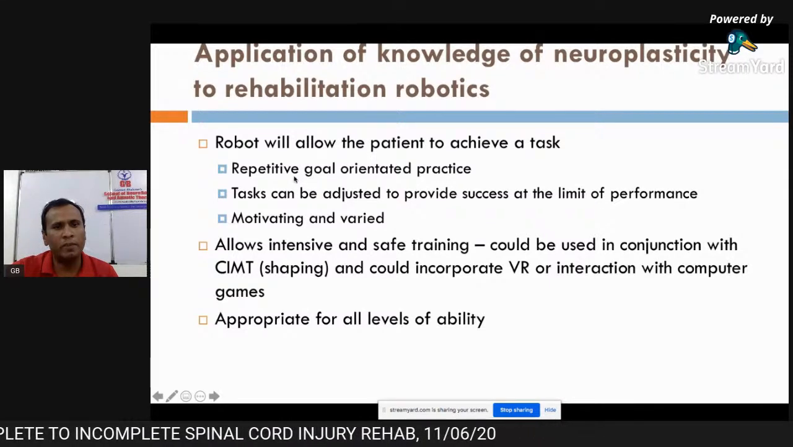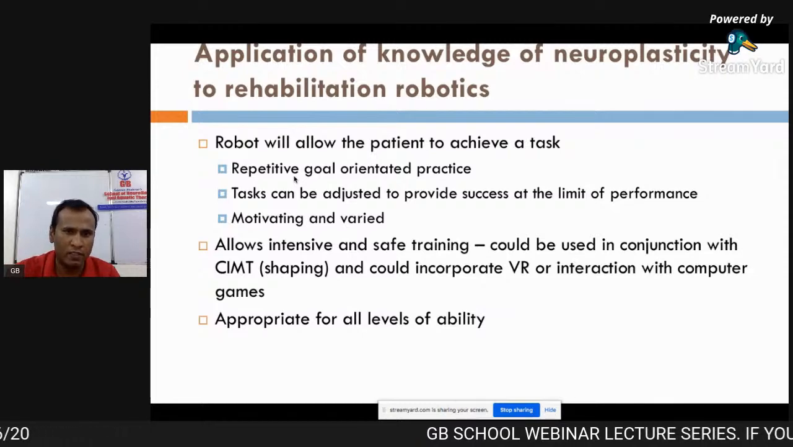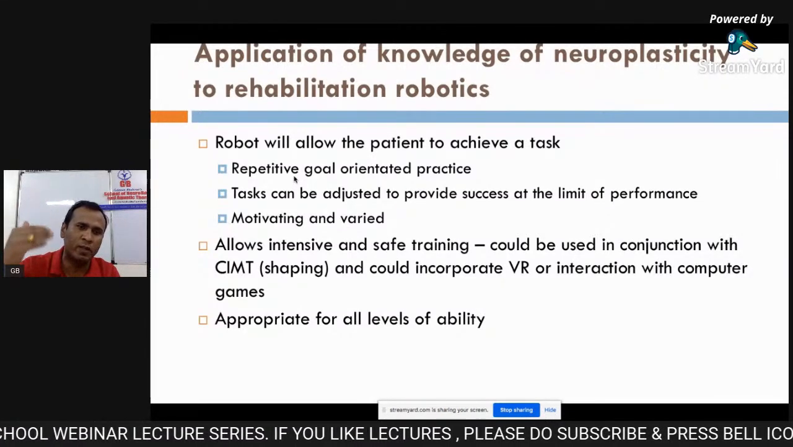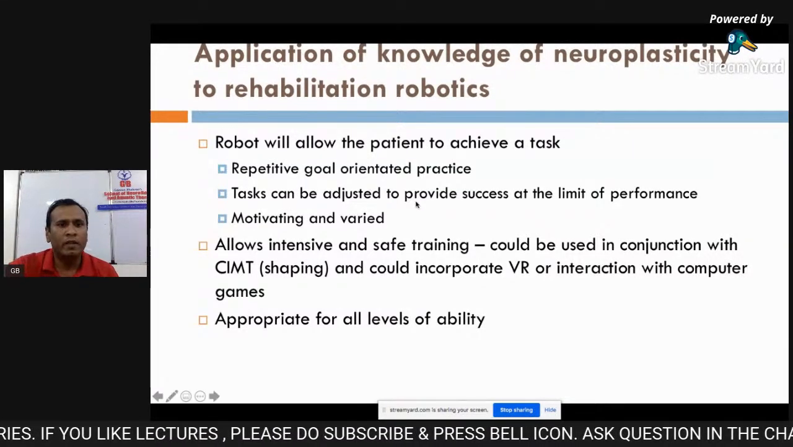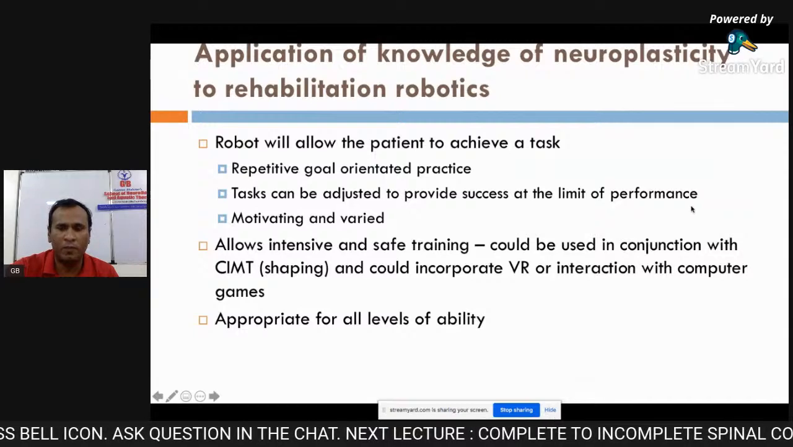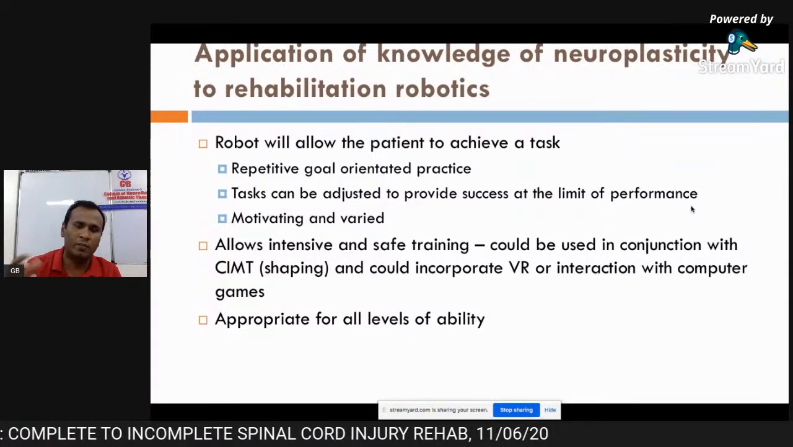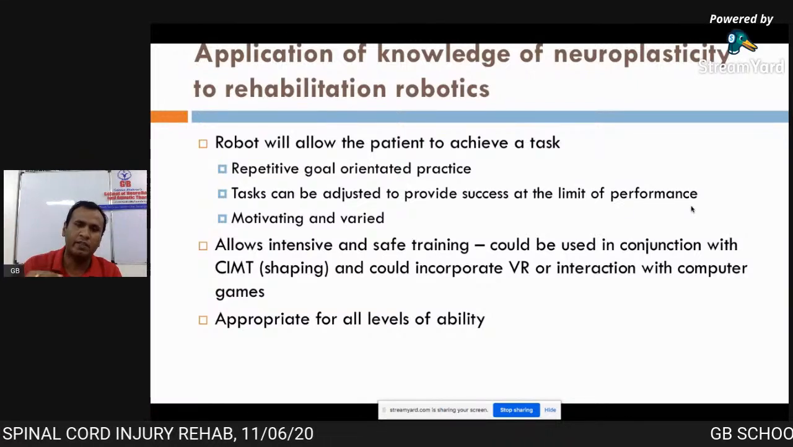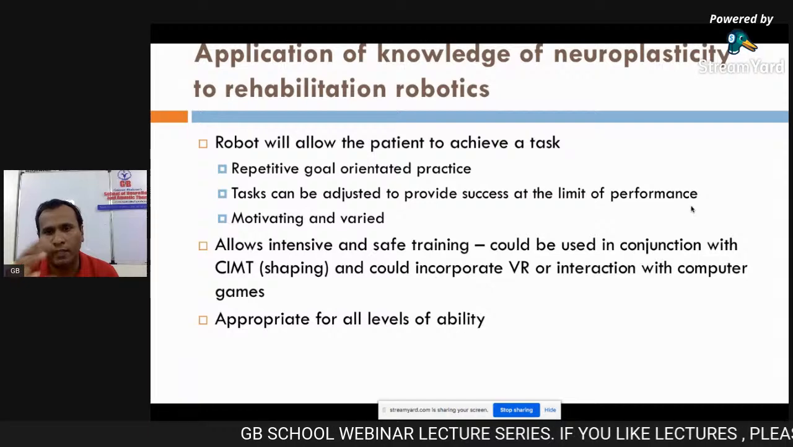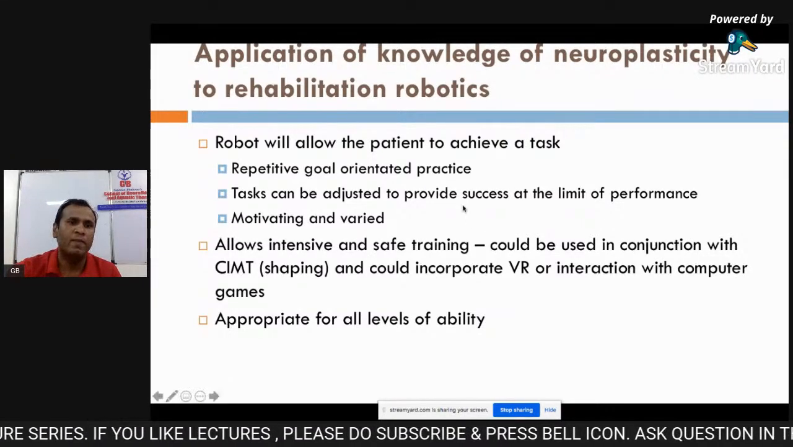With this robotics, the repetition is very easy, and it is goal oriented practice based on the task given. The computer or robot always gives repetitive goal oriented practice. A task can be adjusted to provide success at the limit of performance. So if the person is not getting successful, the robot will adjust and reduce the limit of performance, and then he will succeed. So robotics has this beauty that at the end of the session, the person always wins, and you will always get the knowledge of result.